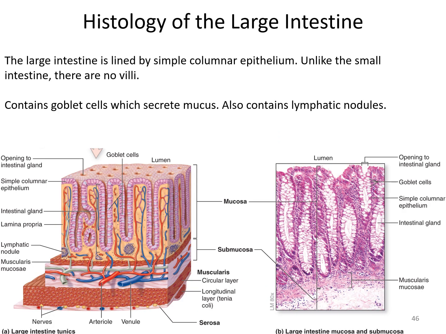Histology of the large intestine, you've got simple columnar epithelium. Unlike the small intestine, you don't have all the villi, you don't have all the extensive folding. That's because you don't have a ton of nutrient absorption going on in the large intestine. You're mostly absorbing water and electrolytes. You do have goblet cells in there that are secreting mucus, and then you've got lymphatic nodules as well.